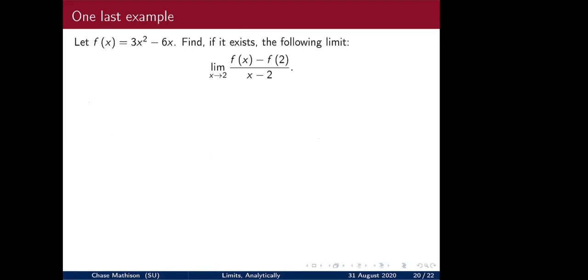One more example. Let f of x be 3x squared minus 6x. Find, if it exists, the following limit. The limit as x approaches 2 of f of x minus f of 2 over x minus 2.